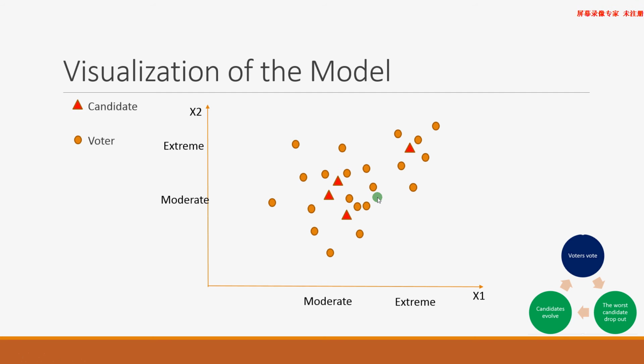After that, candidates evolve. They will change their stances to attract more votes. For example, this candidate might move to the middle to attract these votes, and this candidate might move here to attract these kinds of votes. And after they make the movement, the voters vote again. The cycle continues until there is only one candidate left. So basically, that's how the process works, and that's how the model is built.